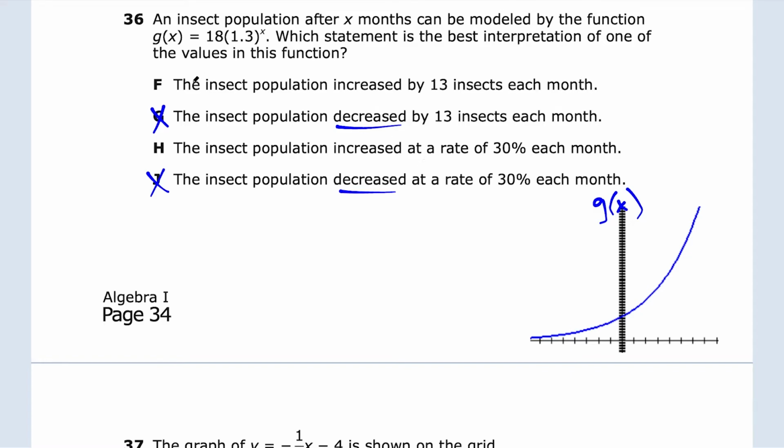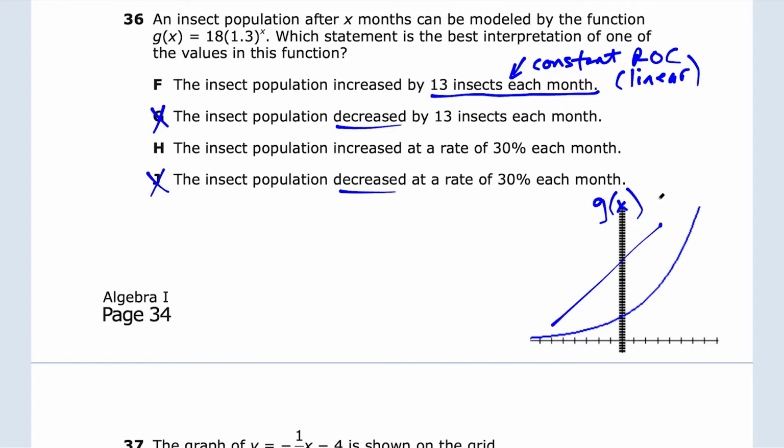And then the next thing I'm noticing is that choice F says the population increased by 13 insects each month. Well, that would be a constant rate of change, which would tell you that this would be linear. But notice the graph, this is not a linear function. This is an exponential function, because if it was linear, it would look like a straight line like that. So that's how I know F is out, and automatically it's going to be choice H.